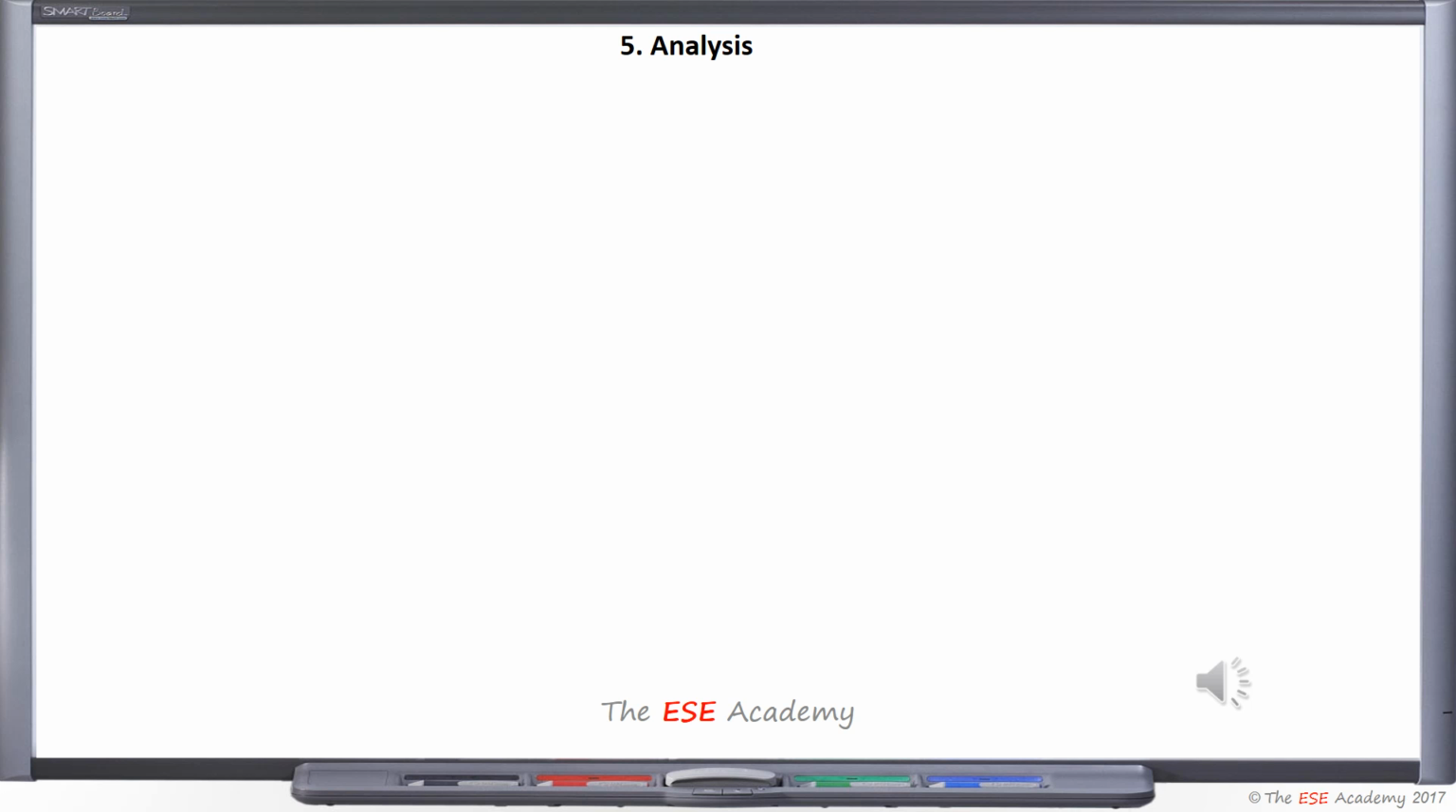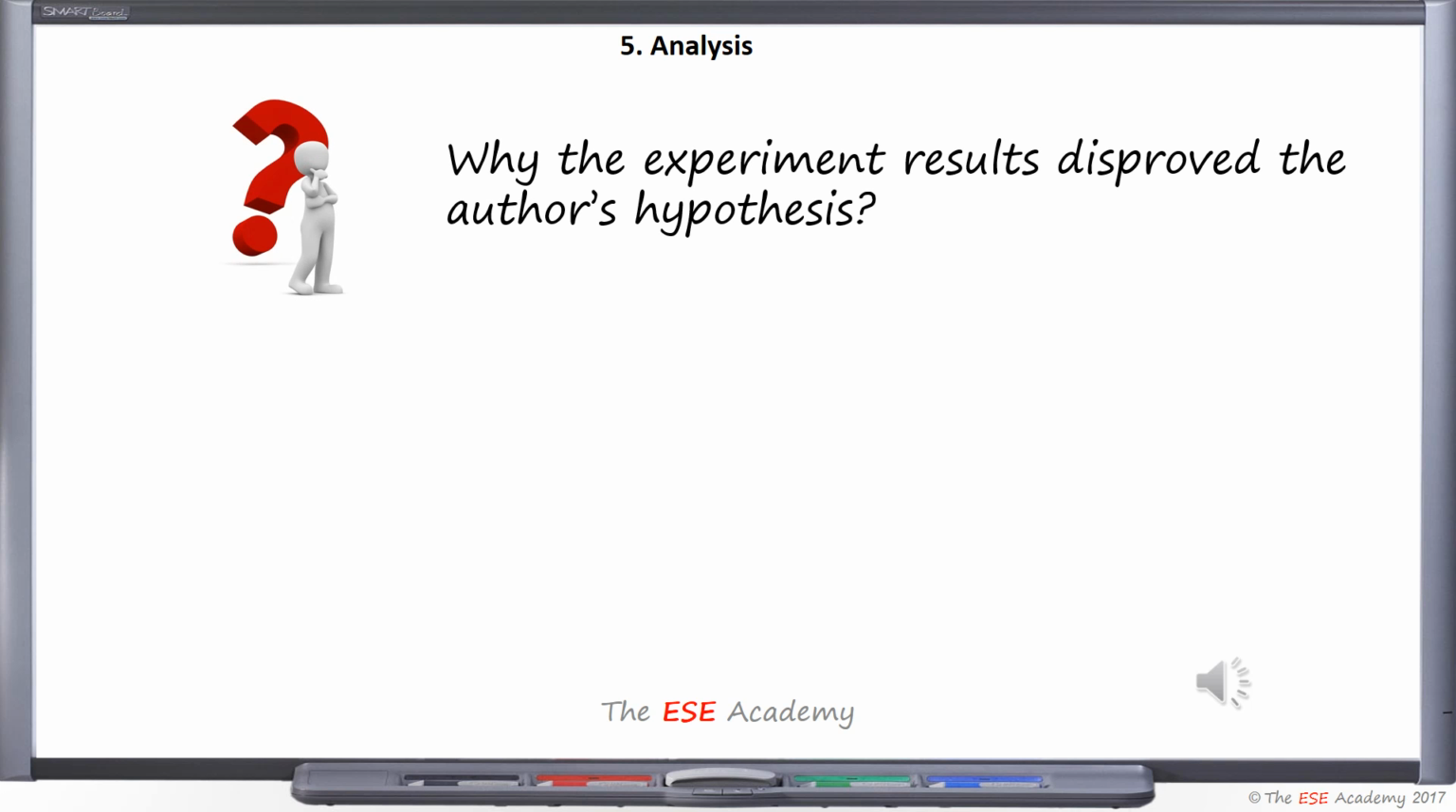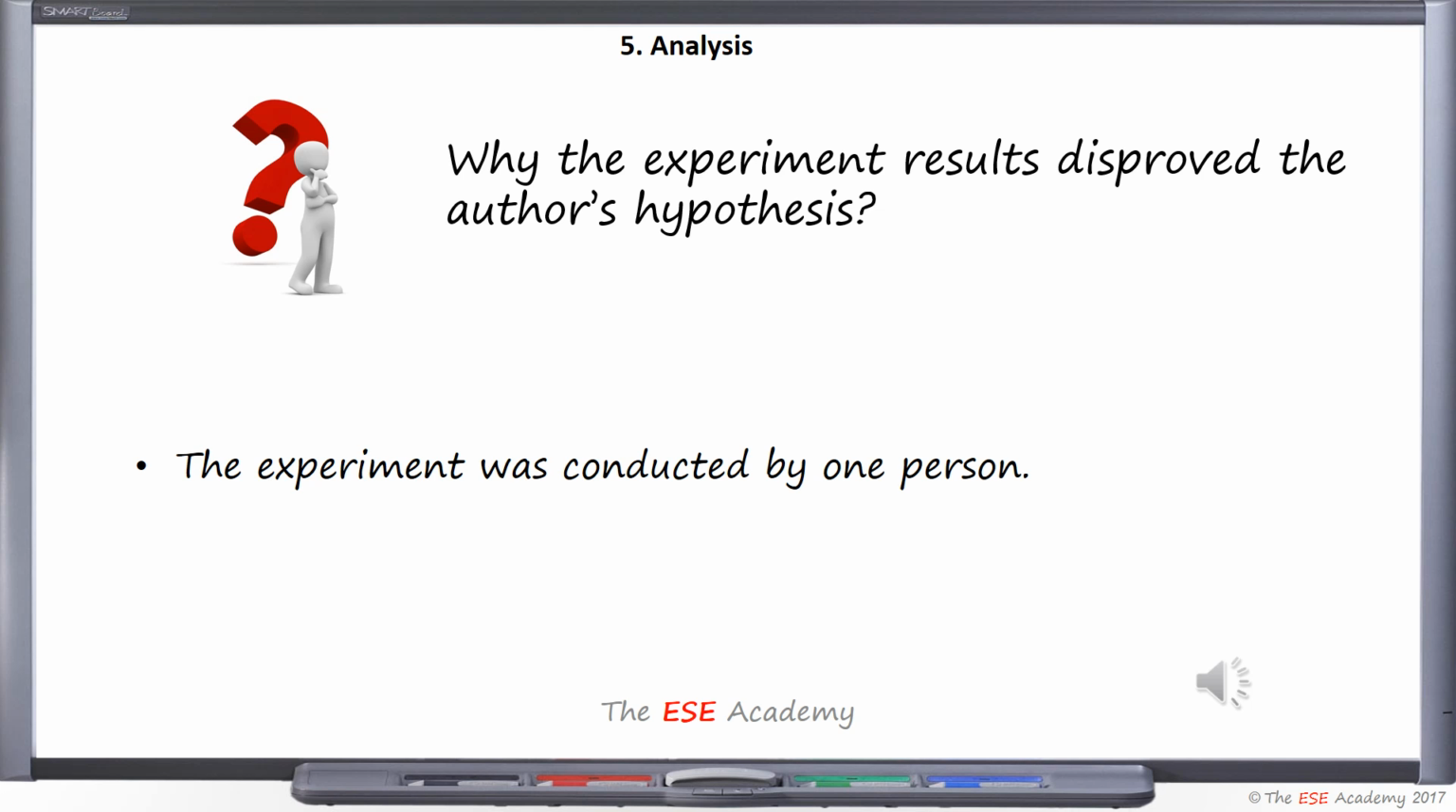The results of the experiment disproved the author's hypothesis. There are three reasons which may account for this. First, the design of the experiment was not perfect. As mentioned, due to safety reasons, the author was the only operator, which degraded the repeatability element in the experiment.